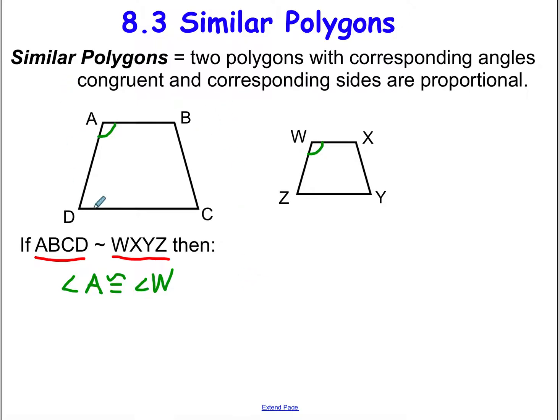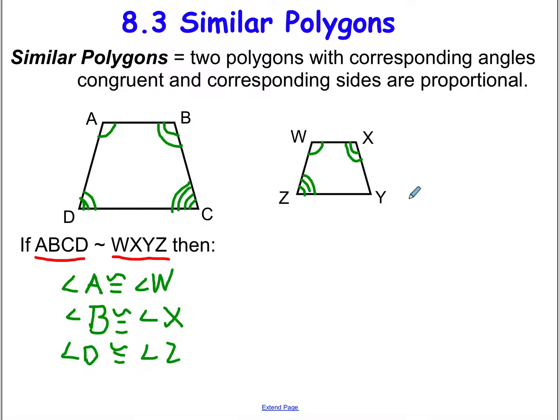So we can go around and do this for all of the corresponding angles. Obviously, B here is corresponding to X. So we would say angle B is congruent to angle X. D is congruent to Z, because those are corresponding. And finally, angle C is congruent to angle Y.